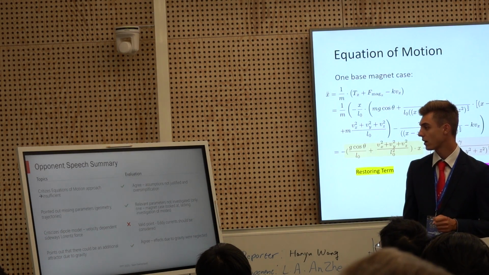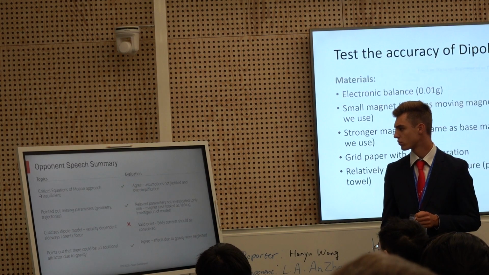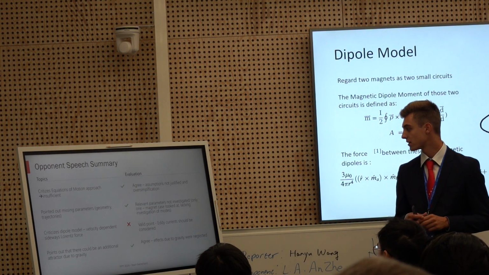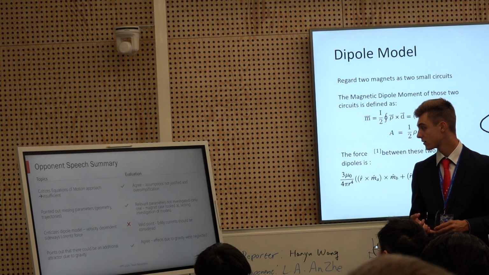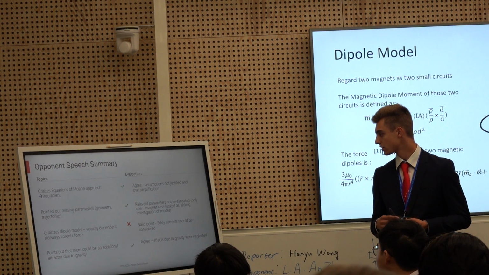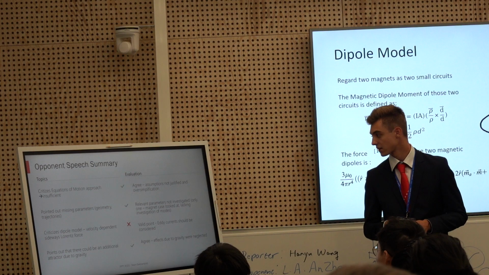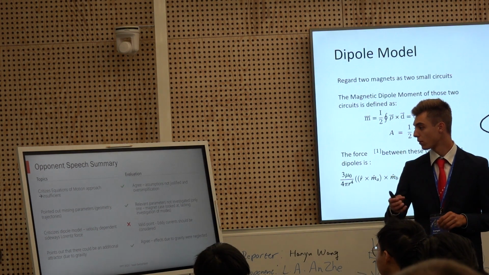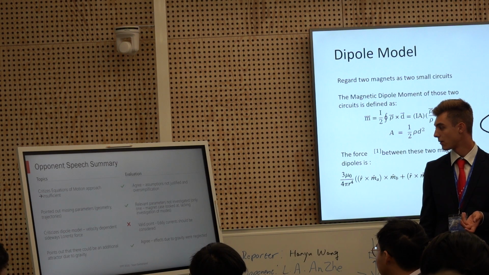The opponent also pointed out the missing parameters regarding the geometry and the trajectories, and we agree with the opponent because the relevant parameters were not investigated. Only one magnet was looked at, and there was a lacking investigation of the different types of motion. The opponent also criticized the dipole model. We disagree there.